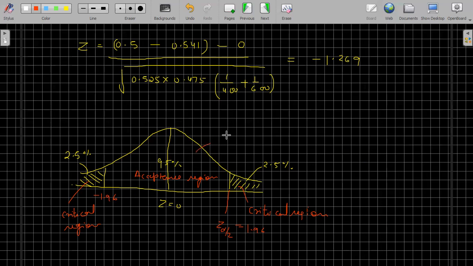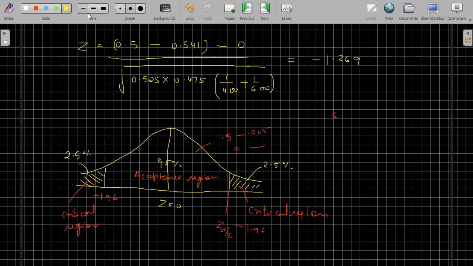You subtract 0.025 from 0.5 and then look for this area in the table. That will give you this value. So you can see that this minus 1.96 is coming into the acceptance region. That's why the null hypothesis will be accepted at 5% level of significance.